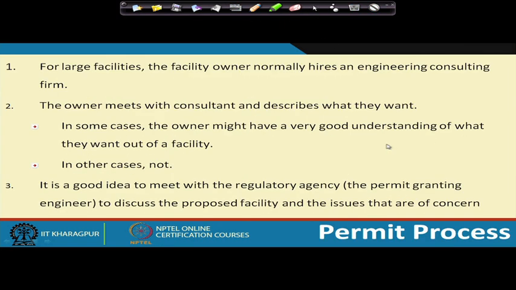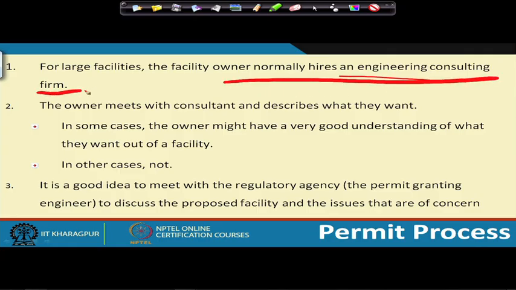For large facilities, normally the owners will hire an engineering consulting firm who will do the permit for them. The owner will meet with the consultant and describe what they want. This is part of the permit process we are talking about. The owner will explain what they want as part of that facility.